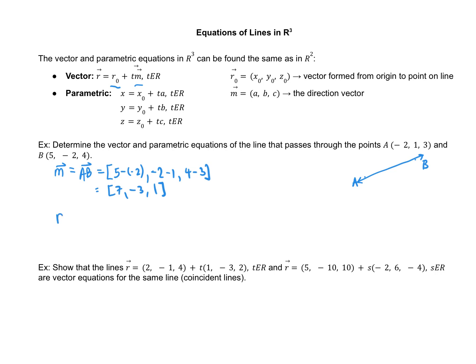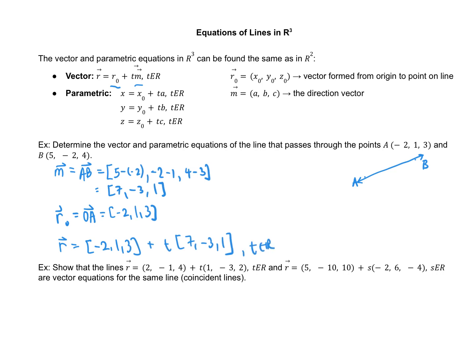And for my vector R0, I'm just going to pick either of the points. I'm going to use point A, so I'm finding the vector from the origin to A, and because the origin is just 0, 0, 0, the vector just ends up matching point A. And now I can put them together. So here's my vector equation. Negative 2, 1, 3, plus whatever parameter I choose, times the direction vector, where t is an element of all real numbers.